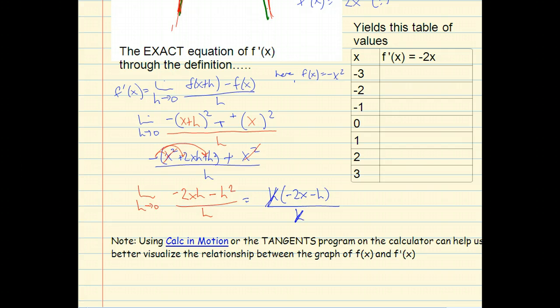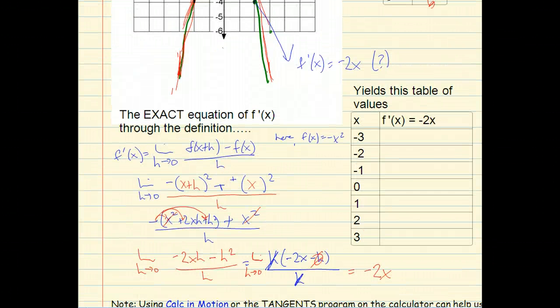H's cancel out. So now I can actually evaluate my limit as h approaches 0. So h is going towards 0. So what am I left with? Negative 2x. Oh my goodness, isn't that exactly what we got up here? Yep, same. Oh, and look at that. It was sitting right here the whole entire time. Wow, isn't that convenient? Alright, but now you know where that comes from.